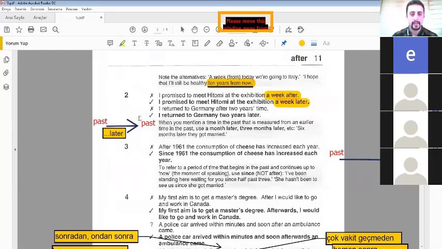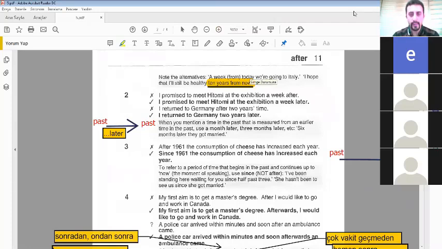And read it, please. Emre, can I read? I returned to Germany after 2 years' time. I returned to Germany 2 years later. Yeah. So after 2 years' time or 2 years later, which one is true? 2 years later, in the future.